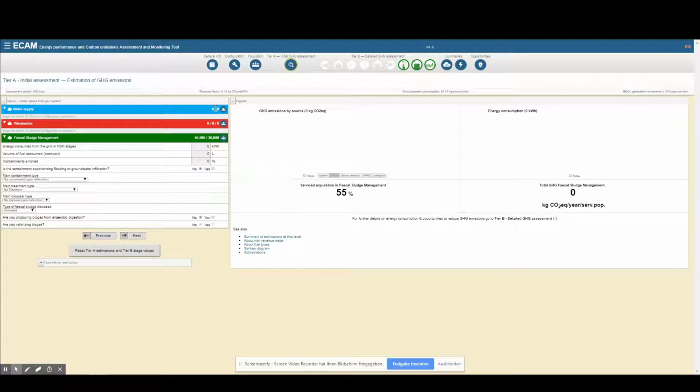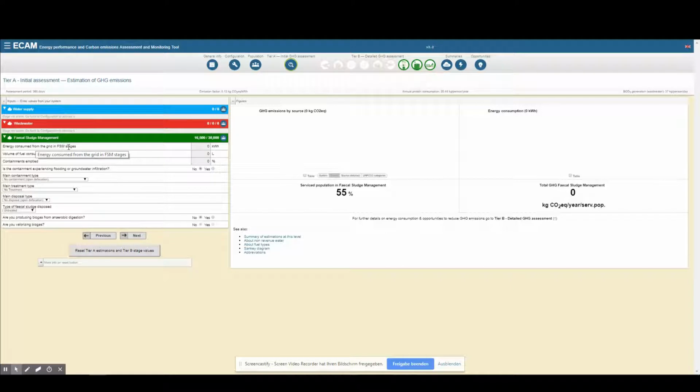And let's start with Tier A, the initial greenhouse gas assessment. As you knew before, it's not the detailed greenhouse gas assessment, it's just an initial one. So it's not that detailed. But we'll have a look at the detailed one also later.